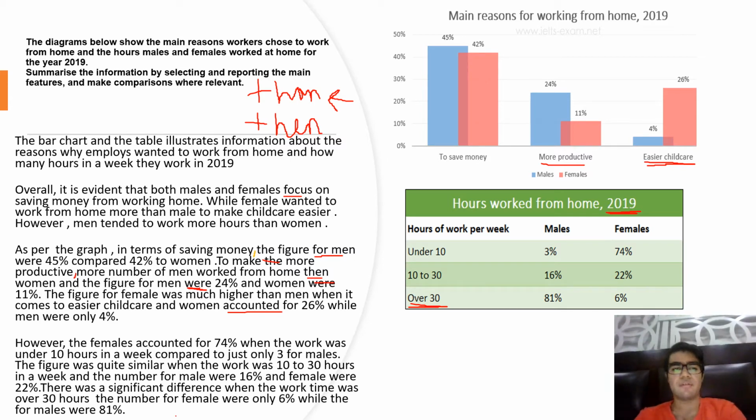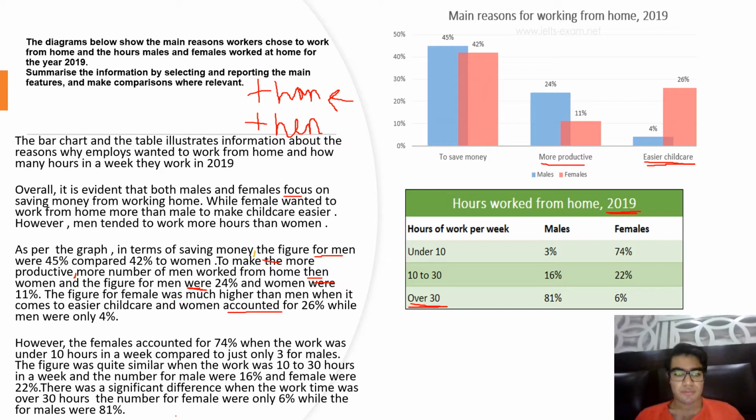A better way, probably the better way to make it more clear, would be to say the figure for females was much higher than men when it came to easier healthcare, as, or you could say because, because you're connecting. So you could say something like this: the figure for females was much higher than men when it came to easier healthcare, because women accounted for 26% while men accounted for only 4%, or while men only contributed to 4%, you could say that.